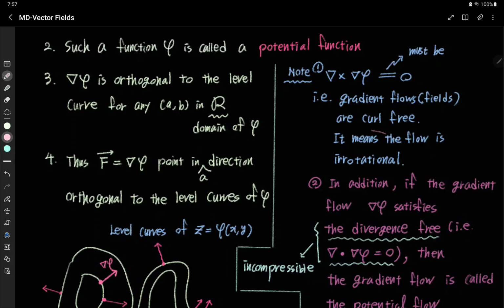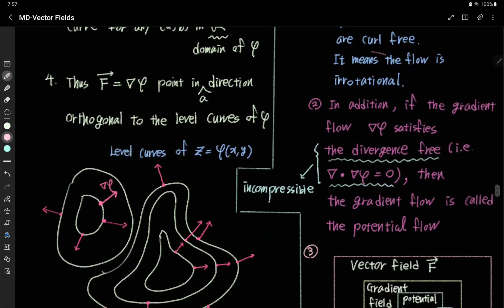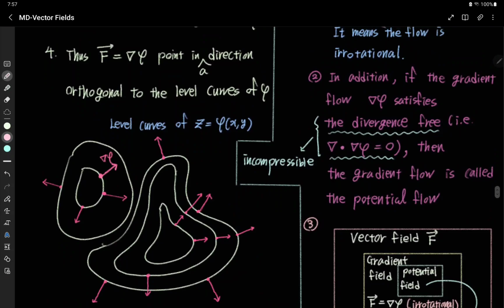So what is curl free in math? When you take the cross product of the gradient with a vector field and it turns out to be 0, this is called curl free, and physically that means there is no rotation. It's irrotational. In addition, if the gradient flow satisfies divergence free, which means that the dot product of the gradient with the vector turns out to be 0, then the gradient flow is called potential flow. This means that it is incompressible. It neither diverges nor compresses.